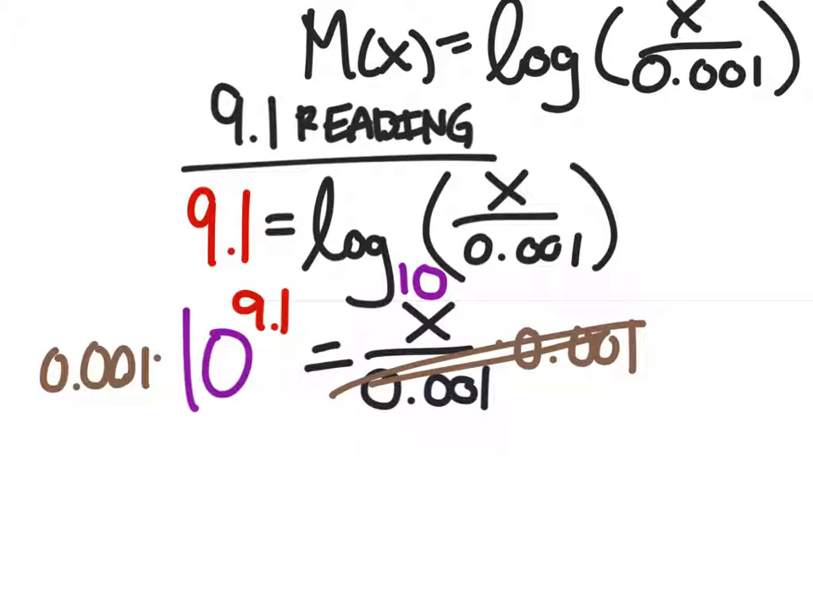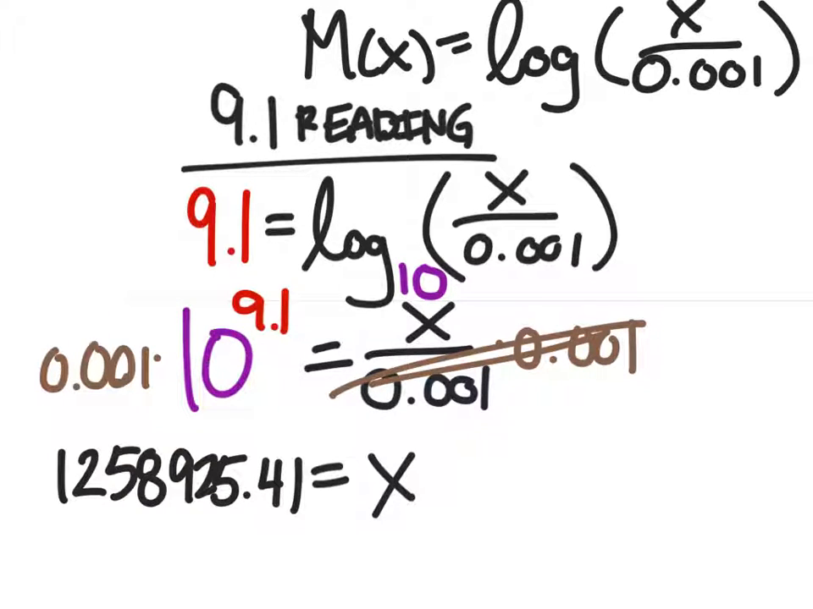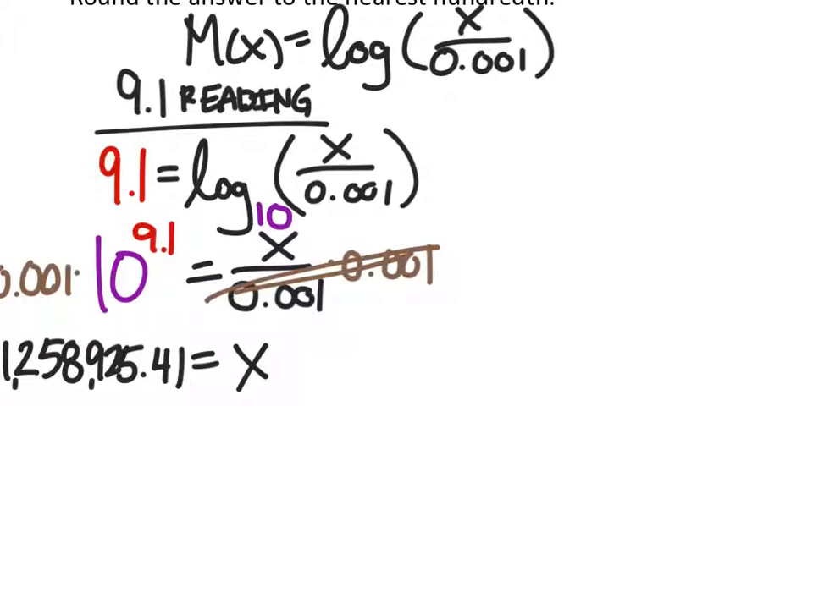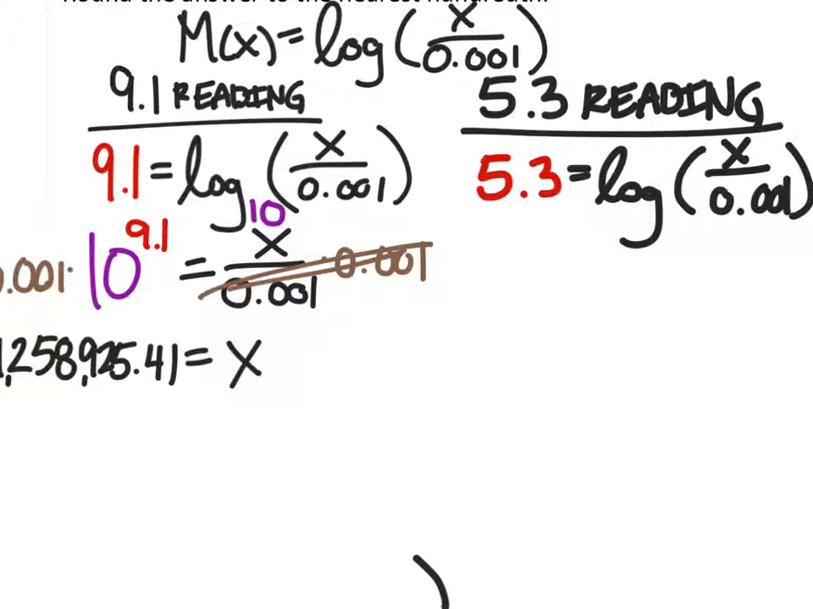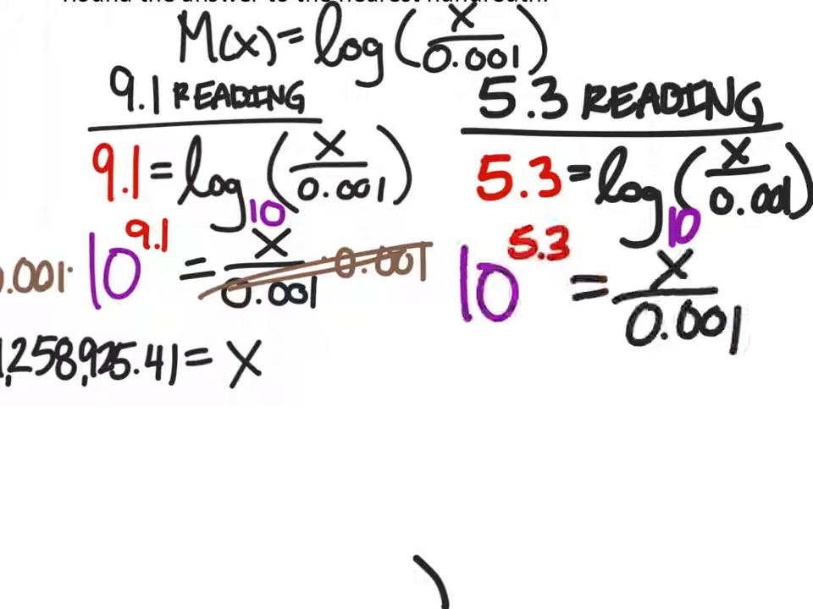So we still have the x, and we simply need to solve this, which we can do on a calculator right now. And I get this large number, 1,258,925.41. And I need to compare this against the 5.3 reading. So the setup is the same here in our original formula or function. And once again, since I'm going to be changing this into exponential form, it may be helpful to identify the base, which is 10. So I have base 10 to the power of 5.3 equals x over 0.001.